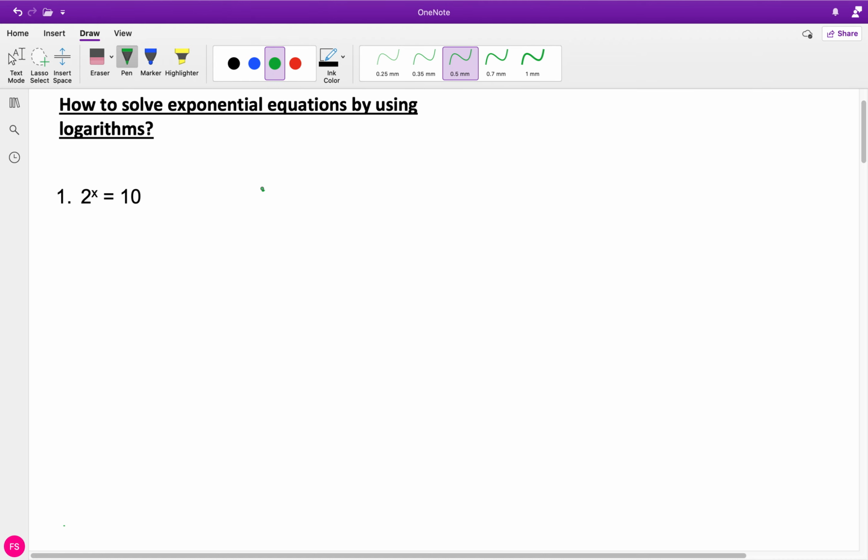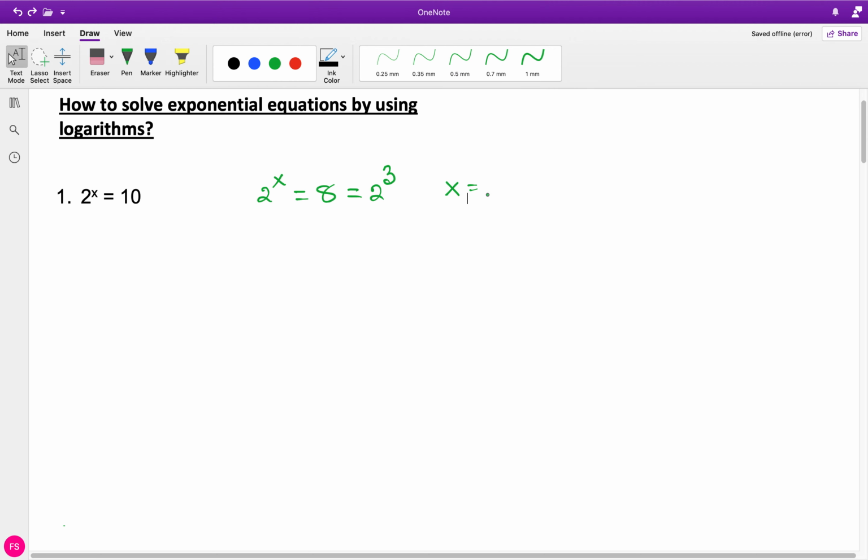For questions like this, 2 to the power of x equals 8, you don't need to use logarithms because it's possible to change 8 and write it in terms of 2. For example, 8 equals 2 to the power of 3. So whenever you have the same base, you can actually cancel out the base because the powers equal each other. So we can say from this question that x equals 3.